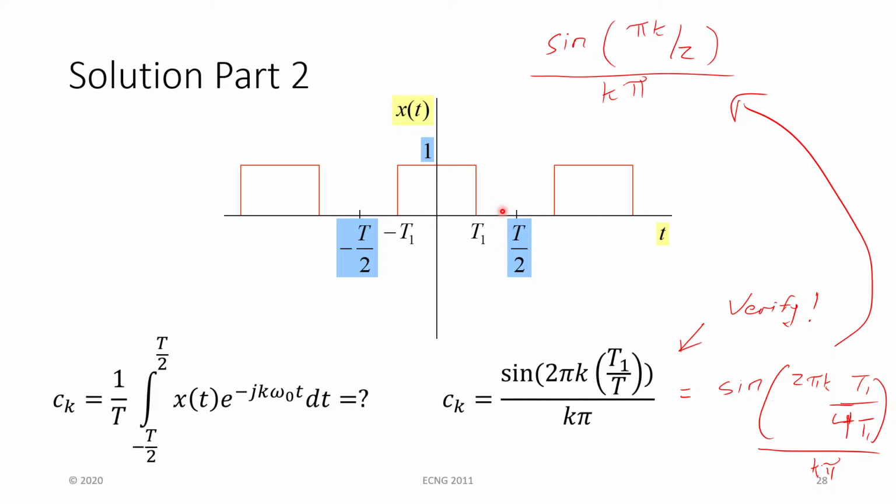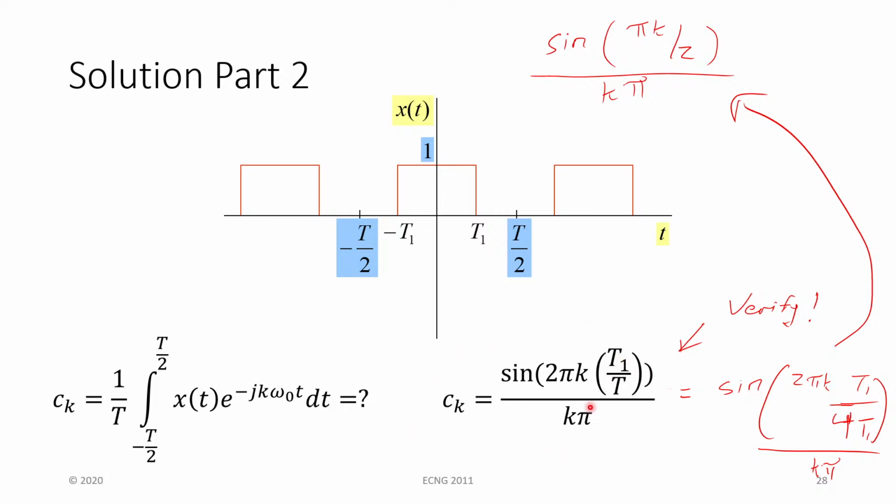Right. So when we integrate x of t here between T on 2 and negative T on 2, with respect to the exponent form here, e to the minus jk omega naught t dt, the resultant integration will give us the ck equation, resulting in sine of 2 pi k t1 divided by T, all divided by k pi. And like I said, I want to make sure I verify this equation before we say, okay, this is actually the actual equation for this. So I will check back the math for this and make sure this equation is correct. But for illustration purposes right now, we'll be using the ck equation.